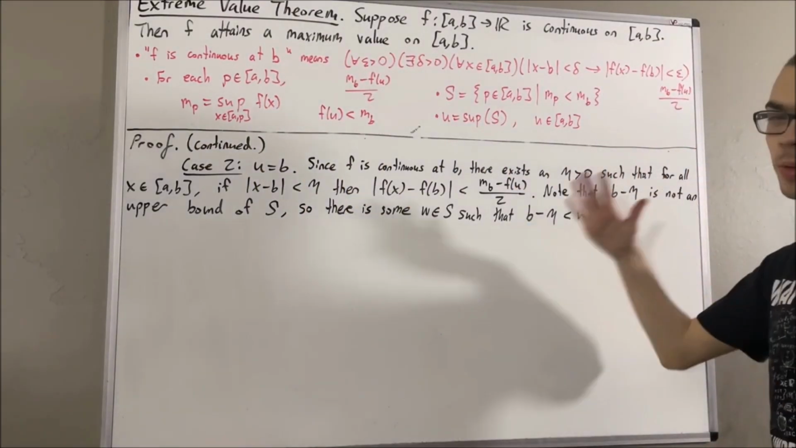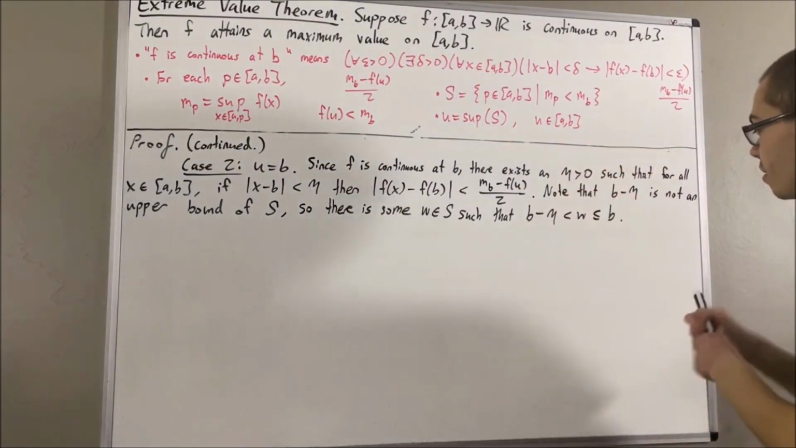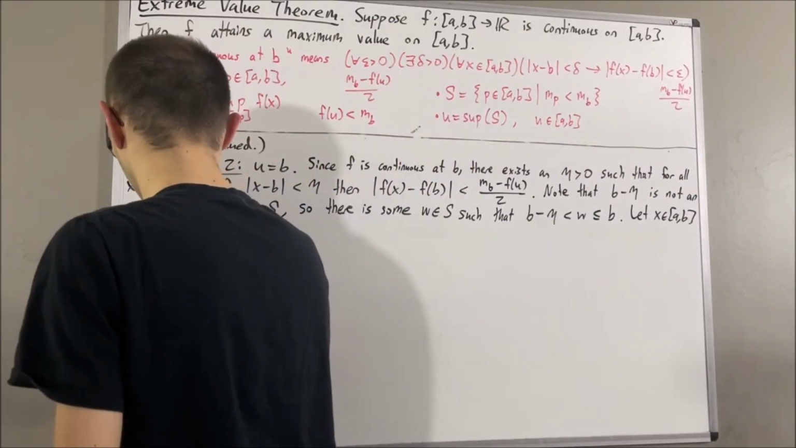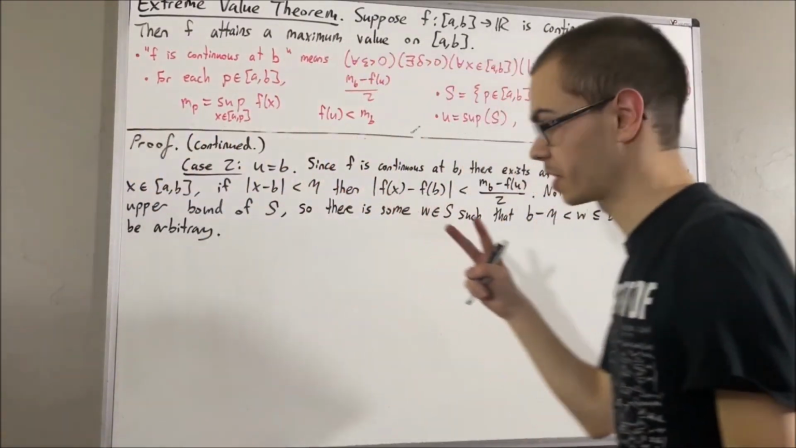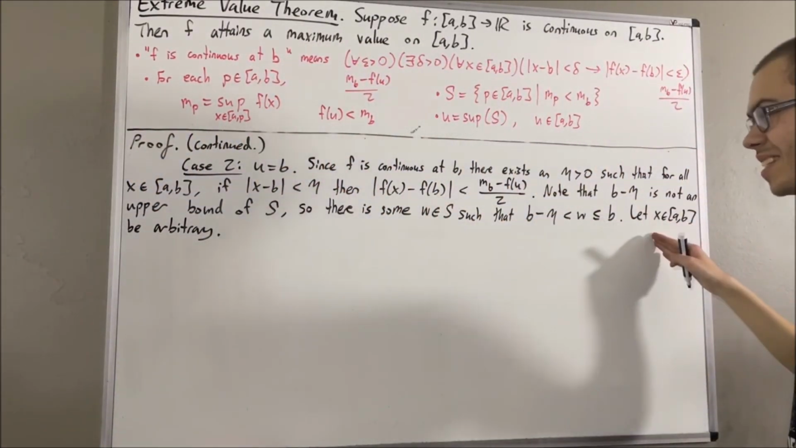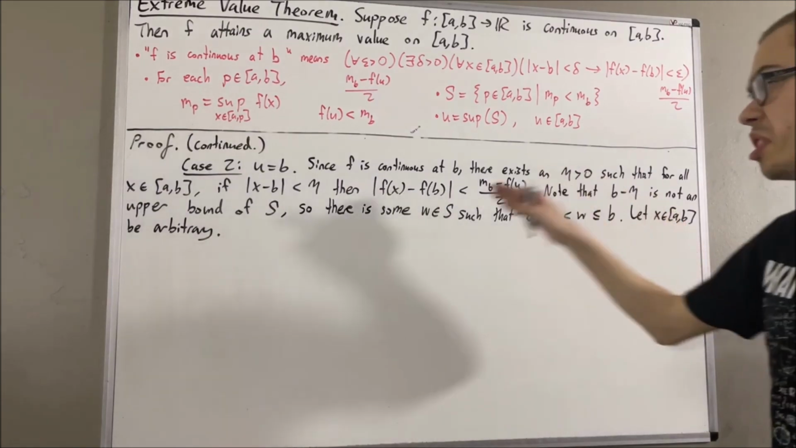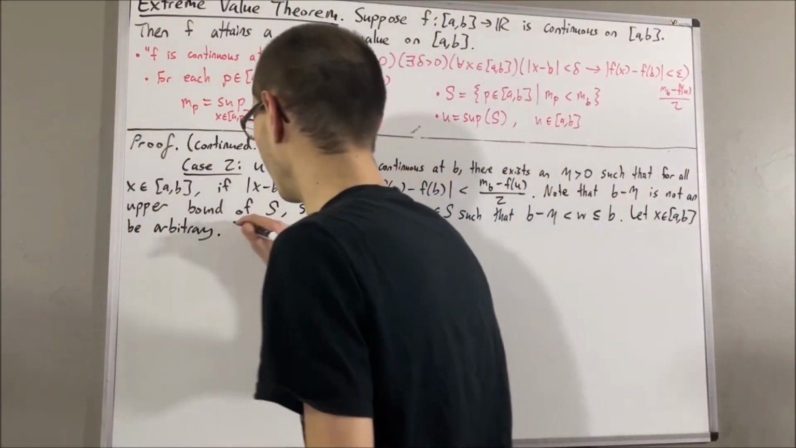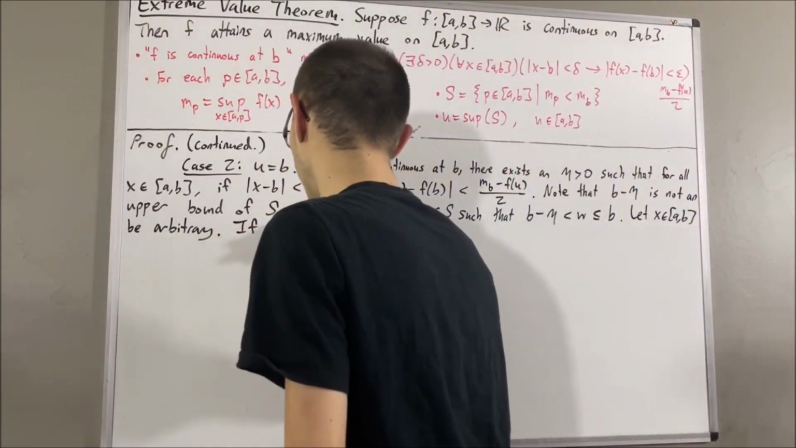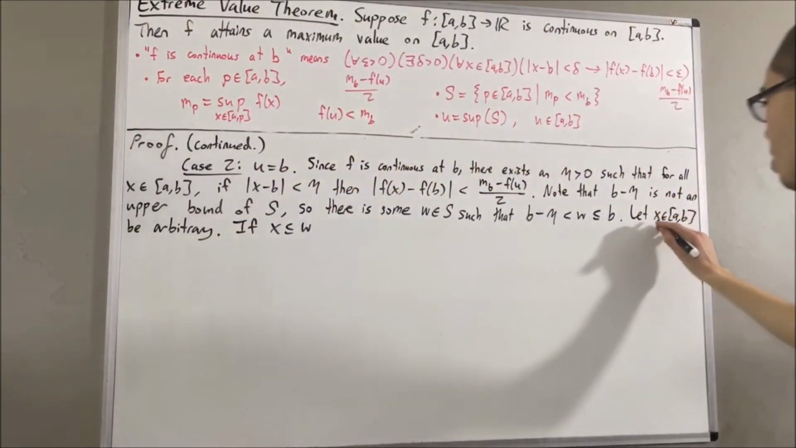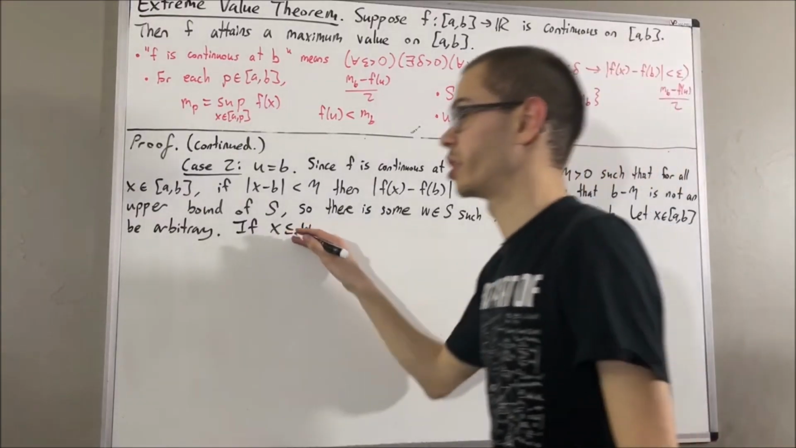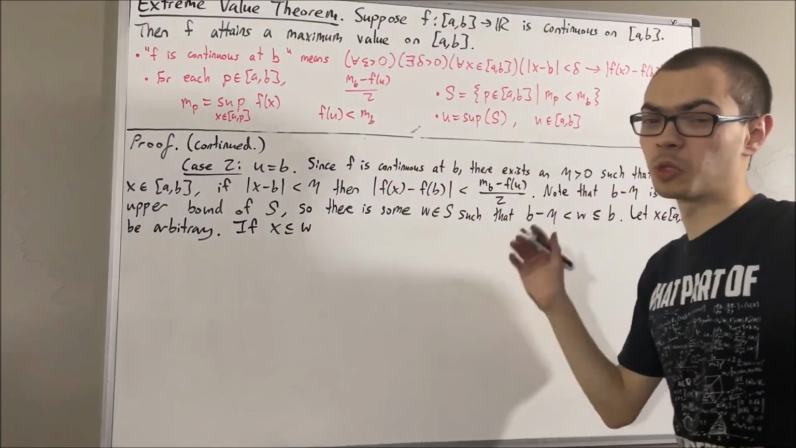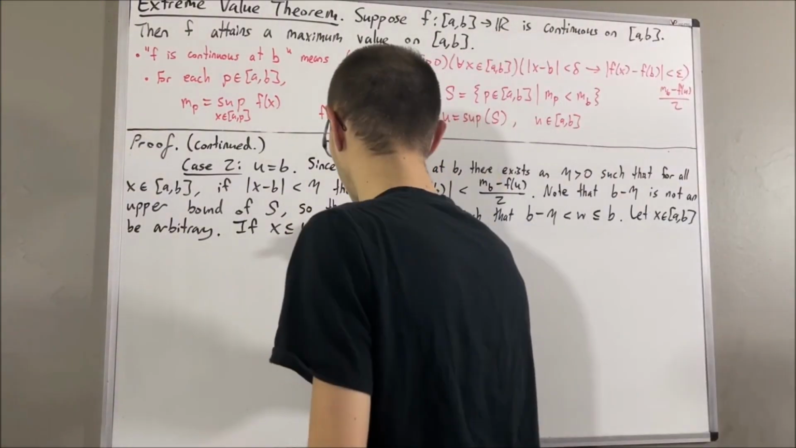So if we consider an arbitrary element x in [a, b], well then we have two possibilities. Either x is less than or equal to w or x is greater than w. If x is less than or equal to w, well then we have x is greater than or equal to a and x is less than or equal to w. So x is an element of the closed interval [a, w].